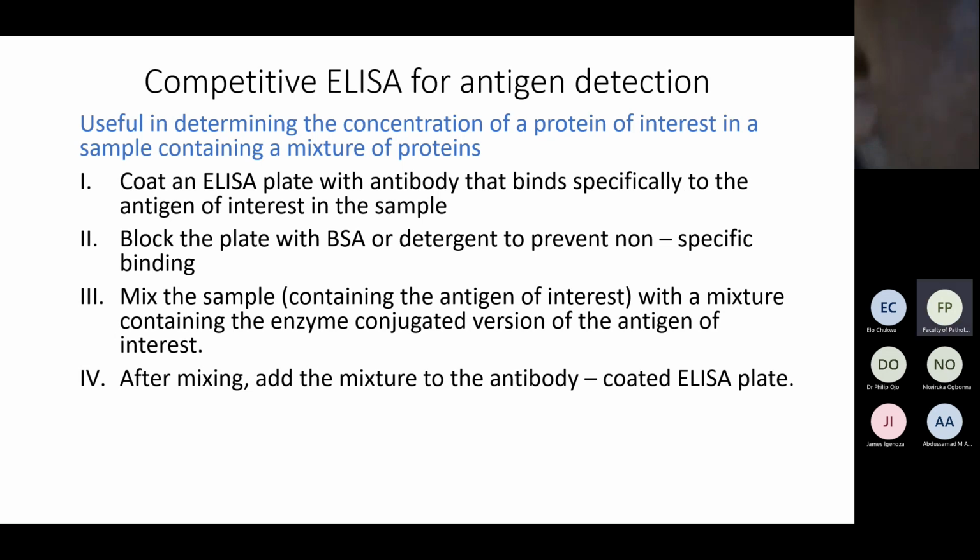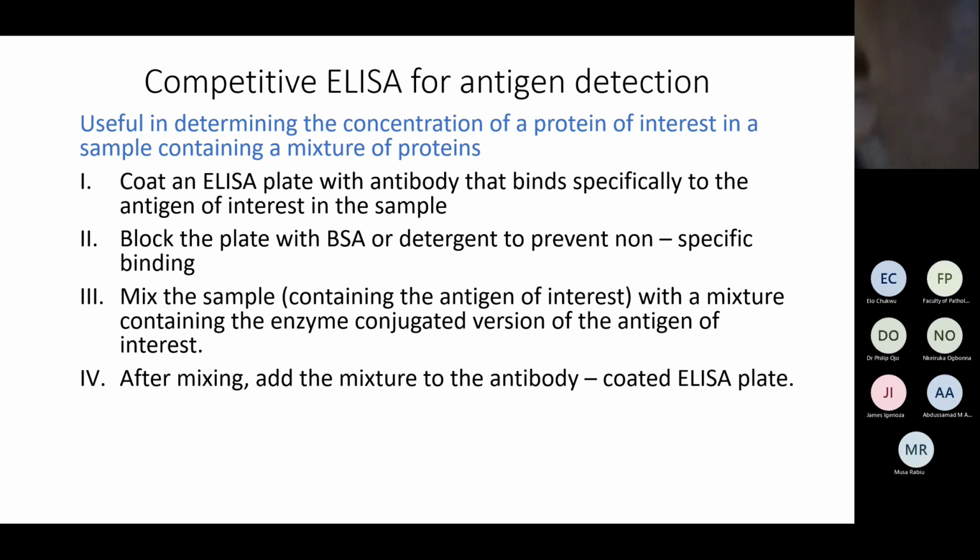Now, step number 3, you mix your sample. You get your sample that contains the mixture of proteins, and then you get another sample that contains only your antigen of interest, where that antigen of interest is conjugated to an enzyme.